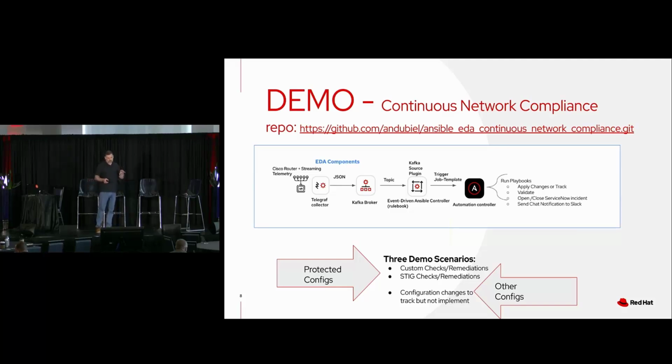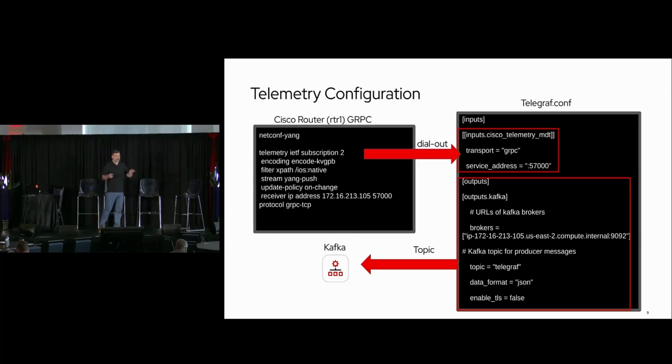Now, the other things at the bottom, let me walk through that. So first, we're going to take a look at a custom check and remediation, and then I wanted to give you an example of STIG. And then lastly, I have a configuration that we don't really care about, but we want to know that the system was configured out of band, so we'll track that for informational purposes. So again, just a few more slides to double click on how this works.